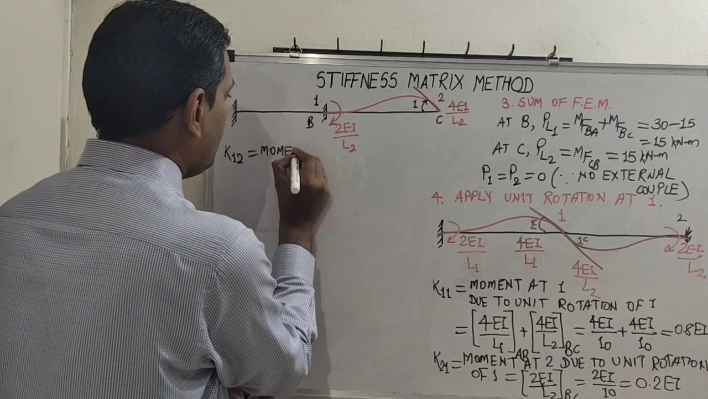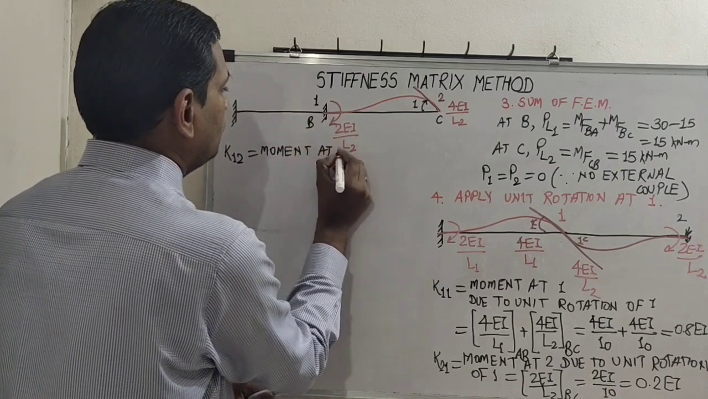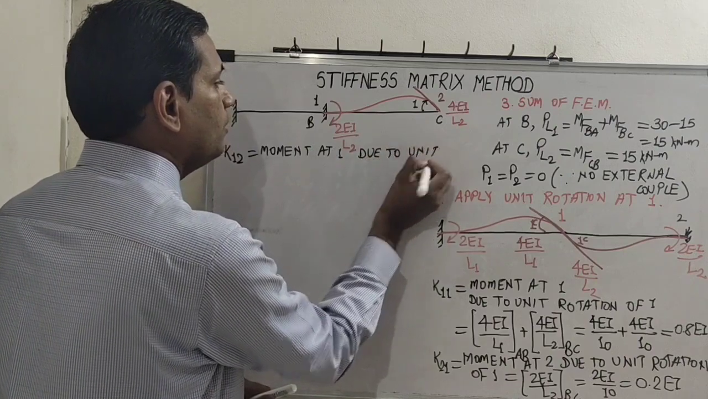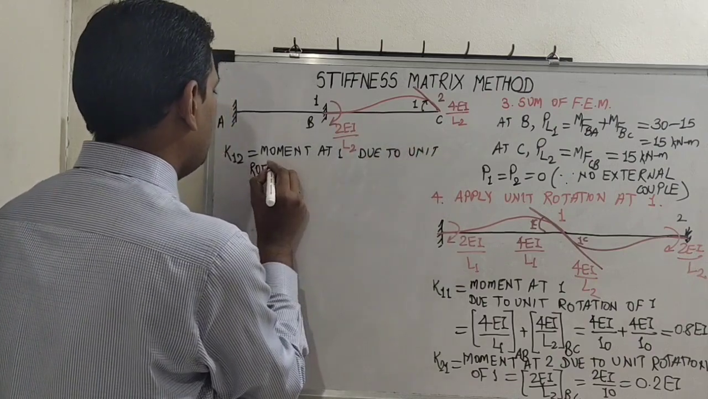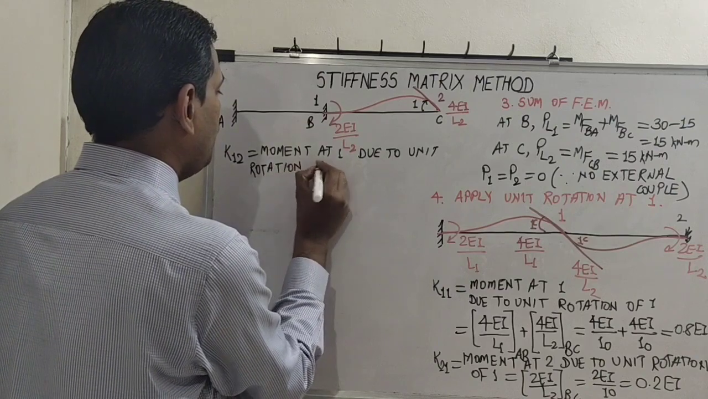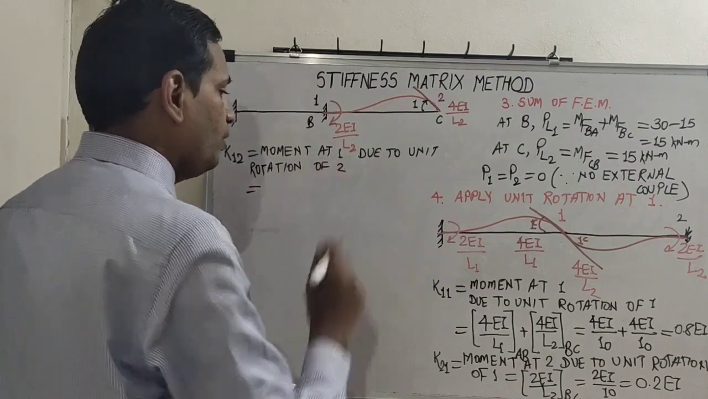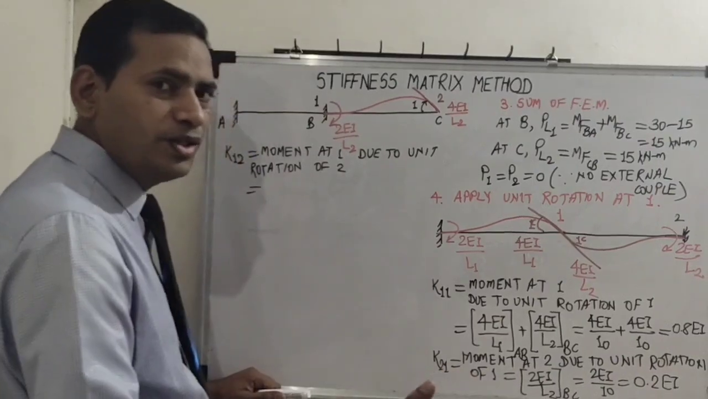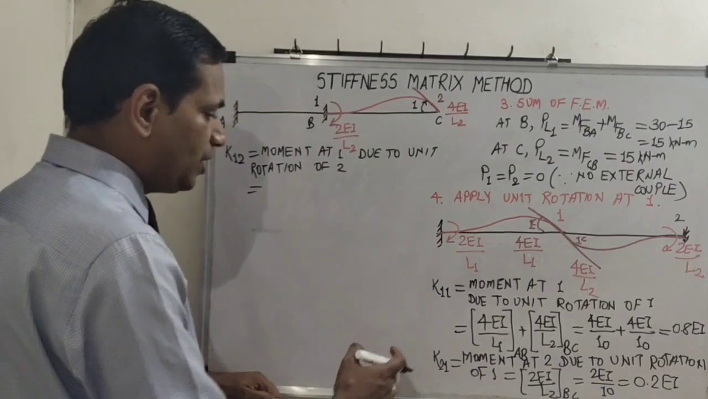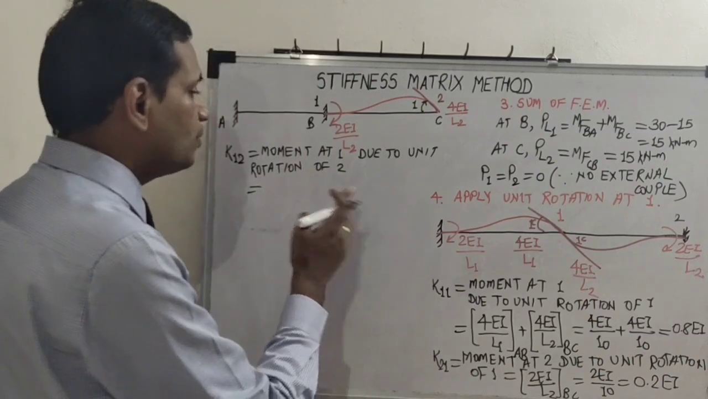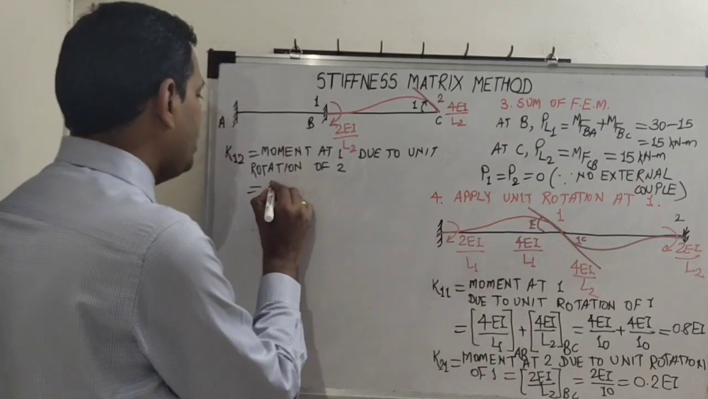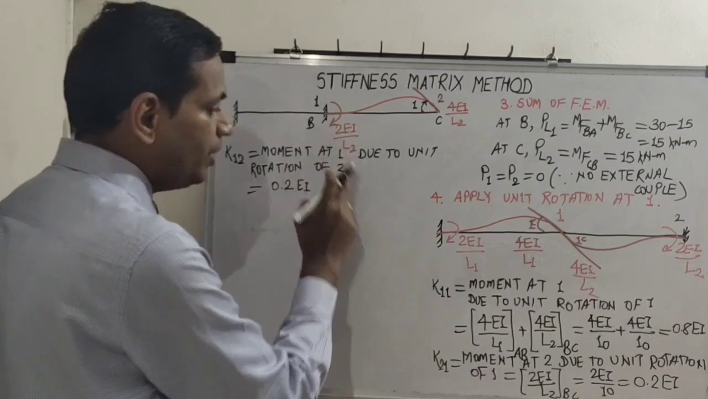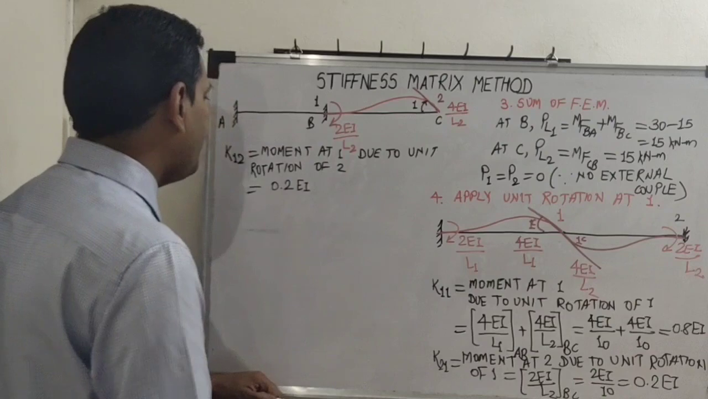Moment at 1 due to unit rotation of 2. Okay, K12 has to be equal to K21. So in all previous questions we have always seen K21 is equal to K12. So directly now I will write this 0.2 EI. Okay, 2 EI by L2 is 2 EI by 10.